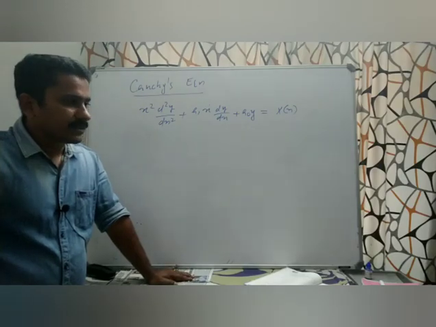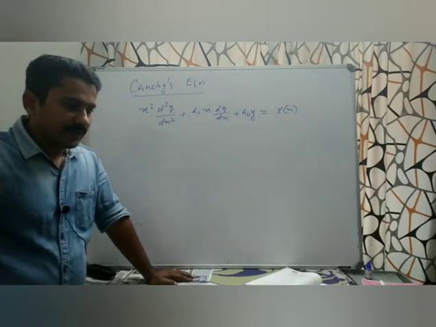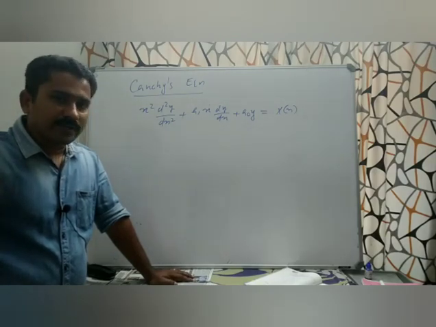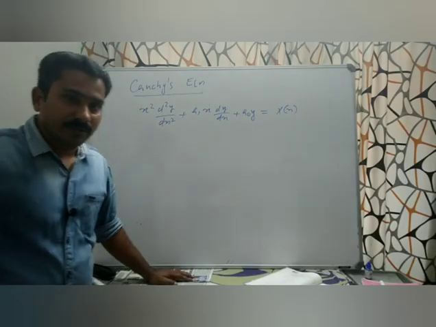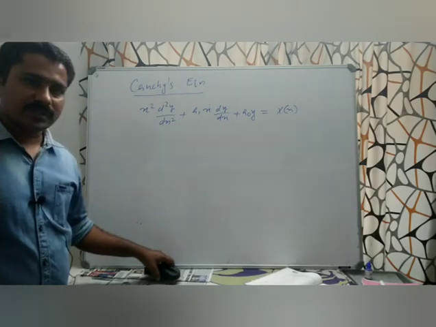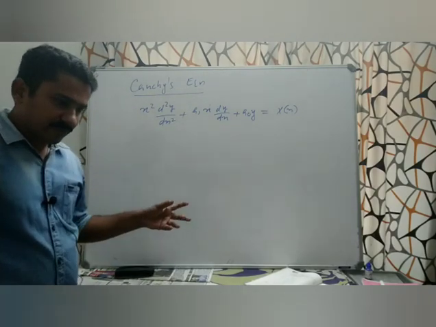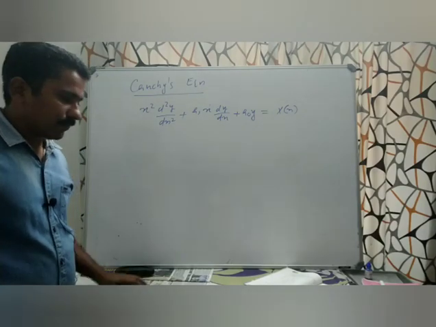In this session, this is the fourth session. In the first three sessions, we have seen how to solve a linear ordinary differential equation with constant coefficients. The solution contains a complementary function and particular integral, and different methods of finding particular integral were also discussed.